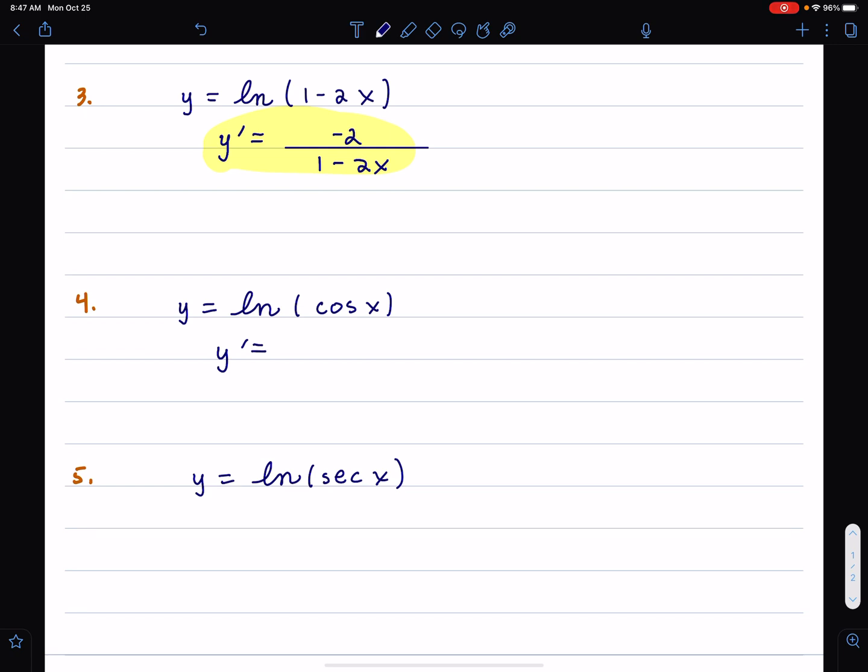y prime is what? Well, it's 1 over u, and that's cosine x. And then the derivative of cosine x is negative sine x. And then we have an identity that equals negative tan x.